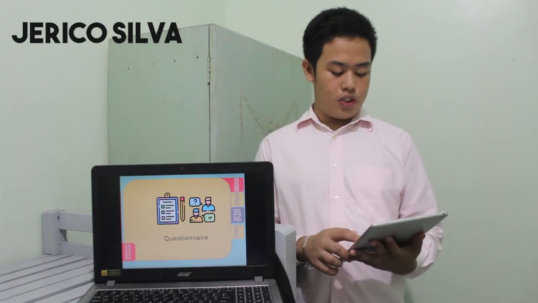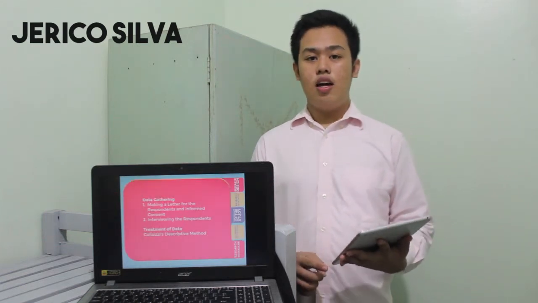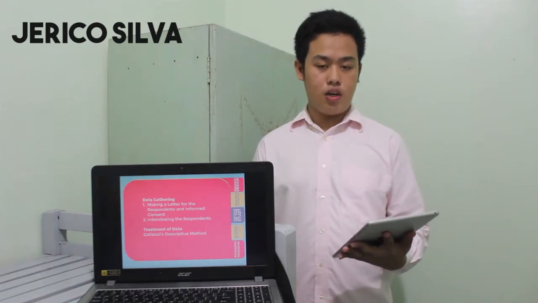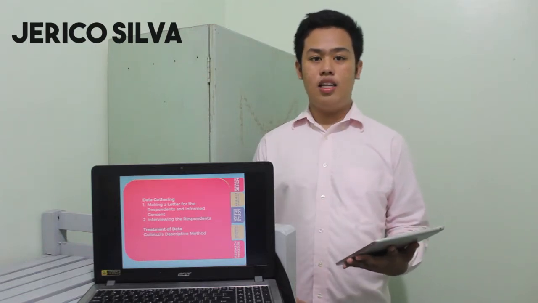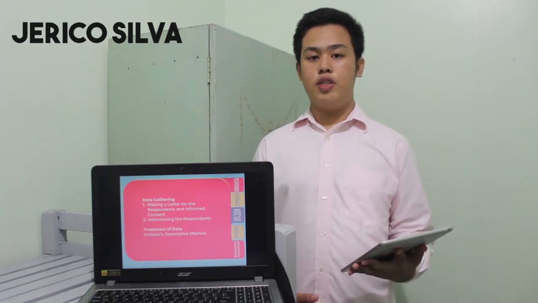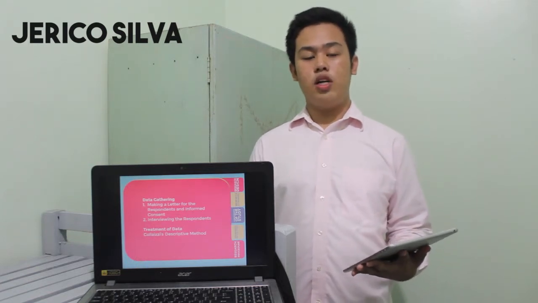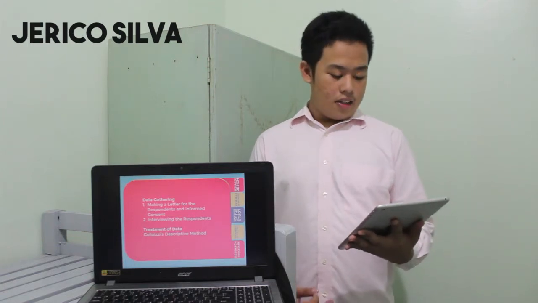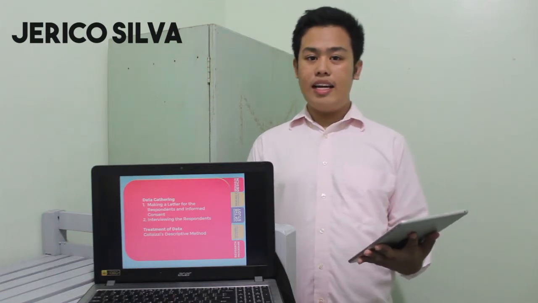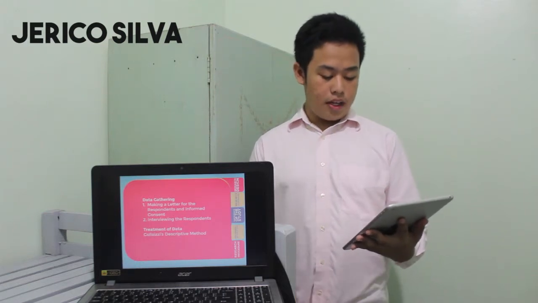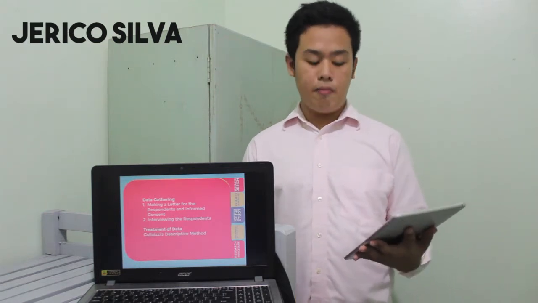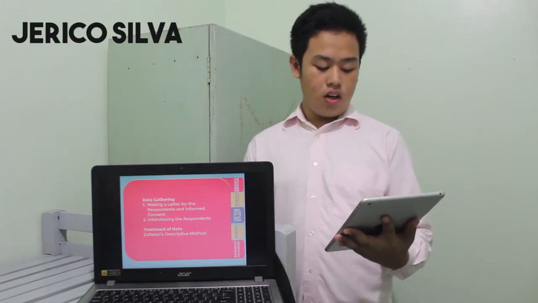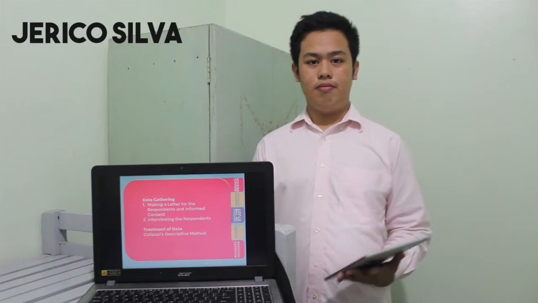Next is the research procedure. First, the researchers made an informed consent and a letter for the respondents. Next, the researchers interviewed the respondents, and the interview was recorded by audio. Treatment of the data. The data collected is treated by using the descriptive method, by uncovering the genuine experience of the phenomenon under investigation.